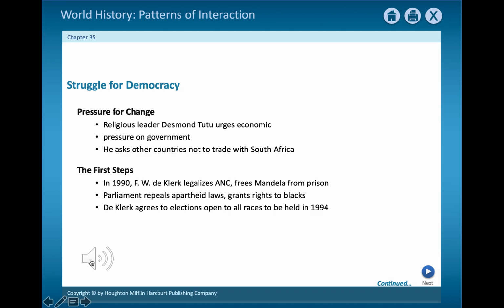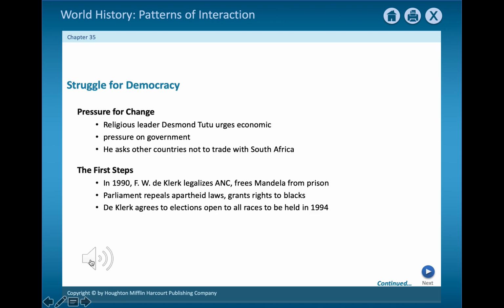By the late 1980s, several riots had taken place, as blacks angrily struck back at the system. Also, many nations would not buy goods produced in South Africa. They hoped to persuade the government to end apartheid. In 1990, the new president, F.W. de Klerk, took the step. He made the ANC legal and released ANC leader Nelson Mandela from prison. Parliament passed a law ending apartheid.